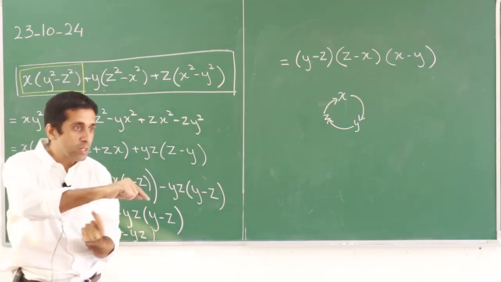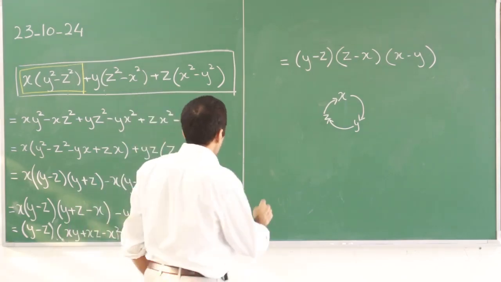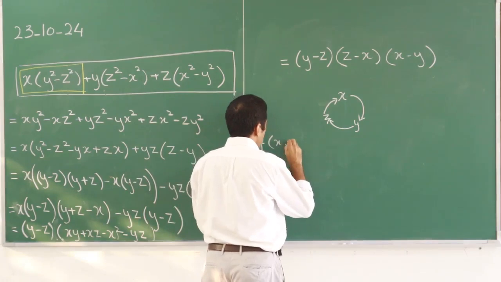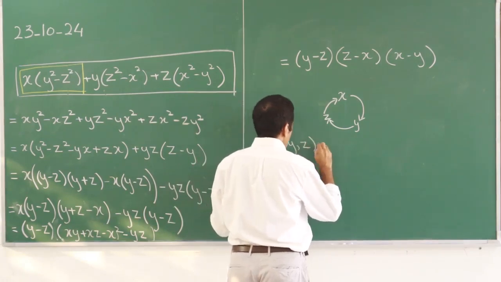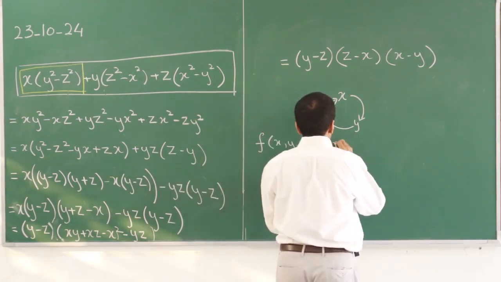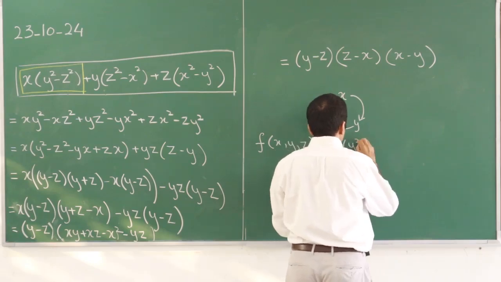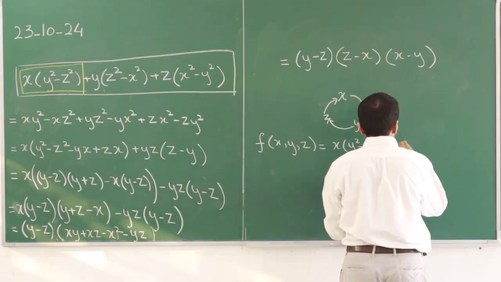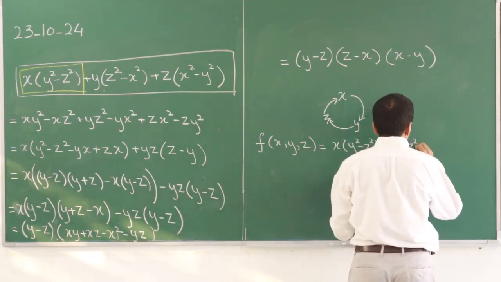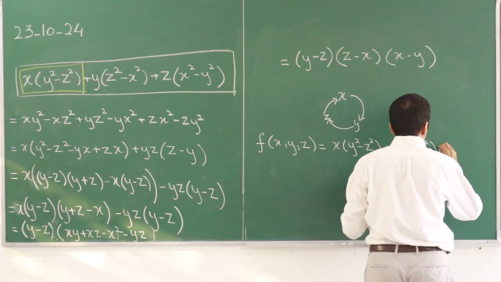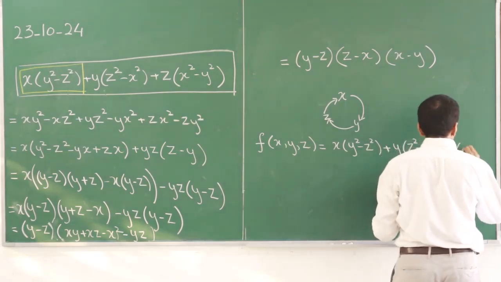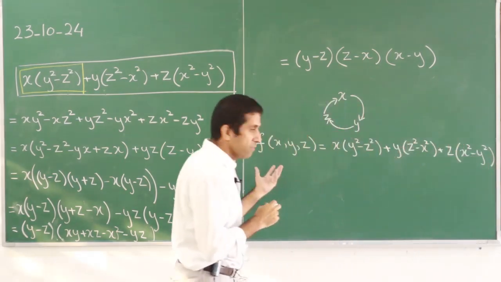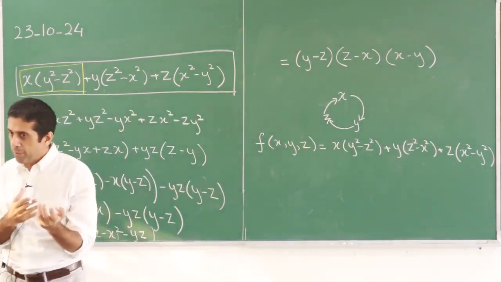There's a symmetry of x going to y going to z, right? There's a rotational symmetry. यानी कि आप normally polynomial को लिखते हैं f of x y z is equal to this silly thing, x times y squared minus z squared plus y times z squared minus x squared plus z times x squared minus y squared, right? This is what f, इस तरह लिखने में किसी को कोई एतराज़ है?